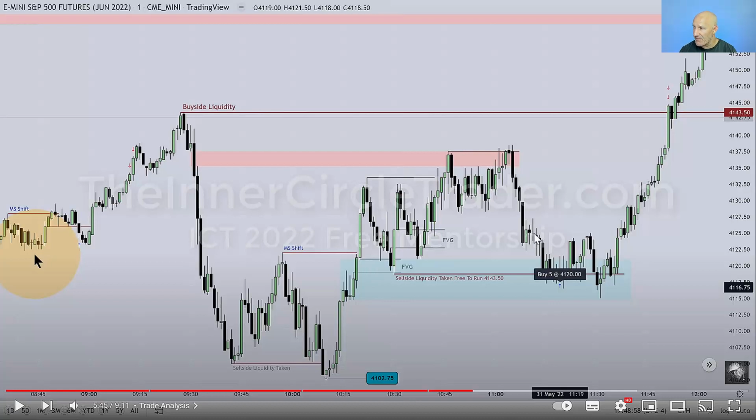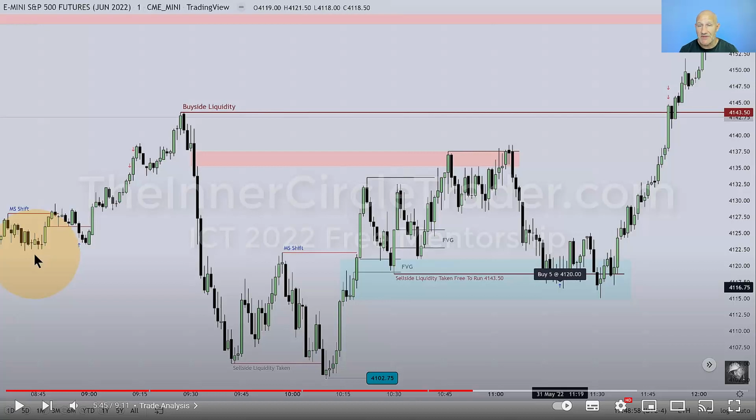So as we come back into this level that you can see ICT's marked out here, once this sell side liquidity has been taken by this move, we then have a free run all the way up to the buy side liquidity up here at 41.4350. And so this is precisely what ICT does. You can see he takes his long positions here, so 5 contracts at 41.20, and then exits as we hit this buy side liquidity just there.